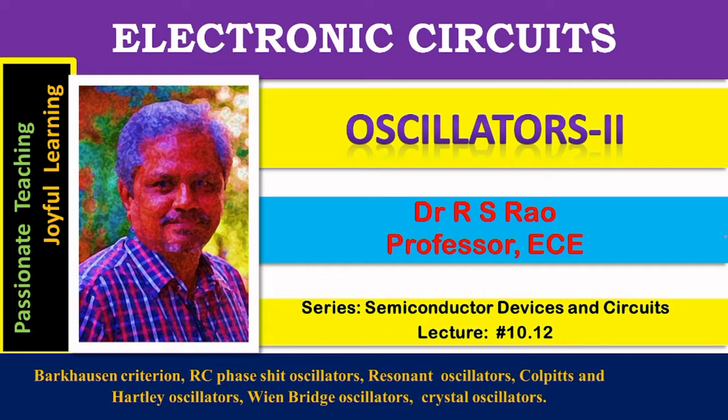If the beta circuit or feedback circuit happens to be an LC resonant circuit, then such oscillators are called resonant oscillators. Resonant oscillators are well known for their high frequency operation. Colpitts oscillator belongs to this category. Hartley oscillator also belongs to this category. Sometimes a bridge circuit is used as beta network. Wien bridge is used most widely.